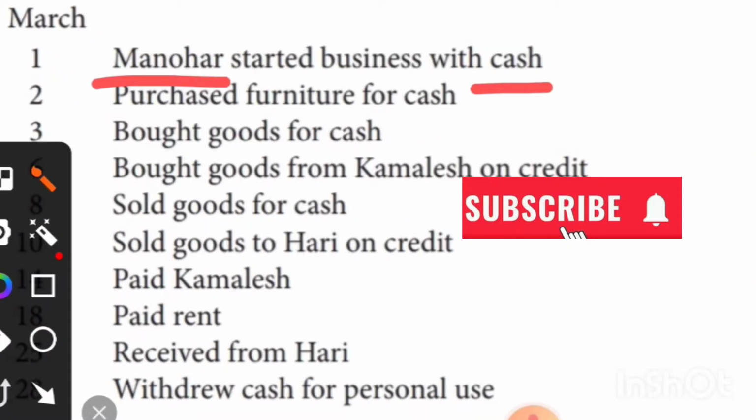Another would be, here Manohar is the owner of the business, isn't it? Because he invested the money. So we take the capital account. Why do we take the capital account? What is the meaning of capital? Capital is nothing but the money which is invested by the owner of the business. Here Manohar is the owner who invested the money to start the business. So the capital account is affected here.